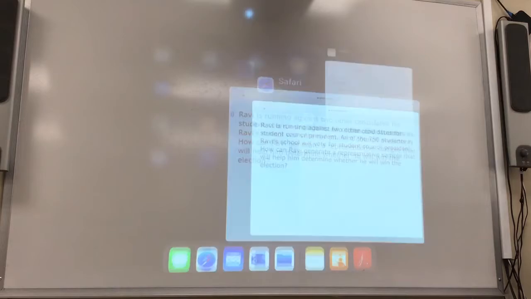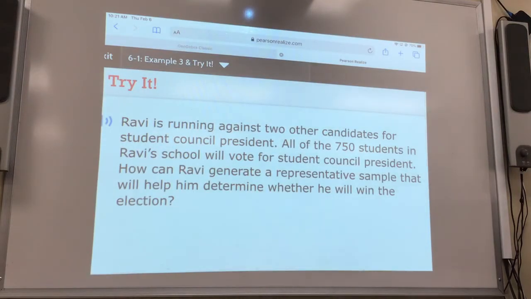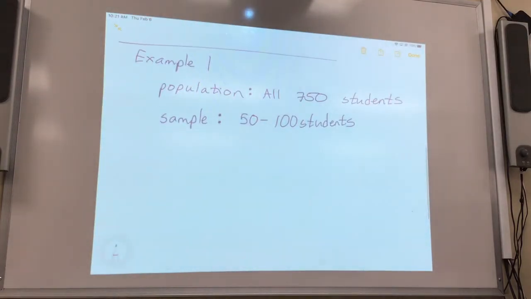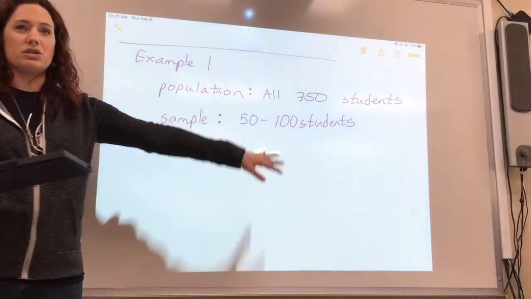What else were we supposed to do here? The next is make or acquire a list of all the population. Oh, that was one example. So how could he find his 50 to 100 people to ask? We've come up with a lot of ideas already. I want to see if you have any new ones. How could Ravi determine a good random sample of about 50 to 100 students total?